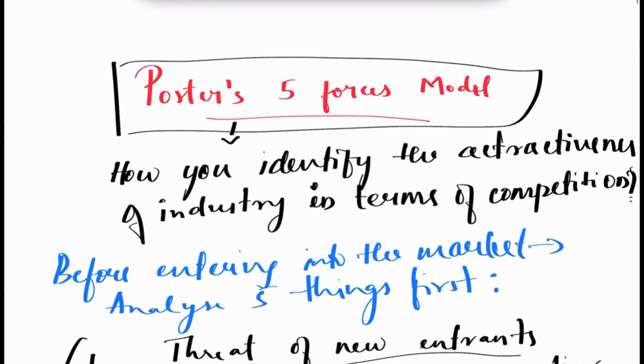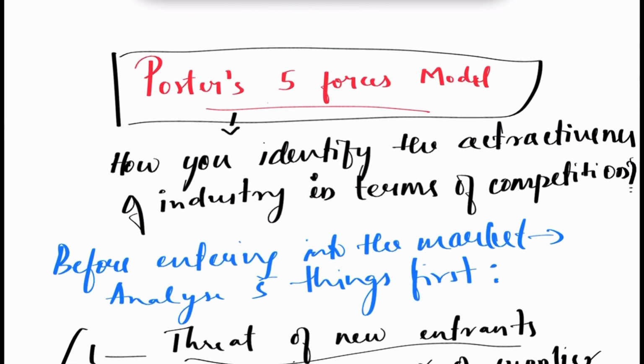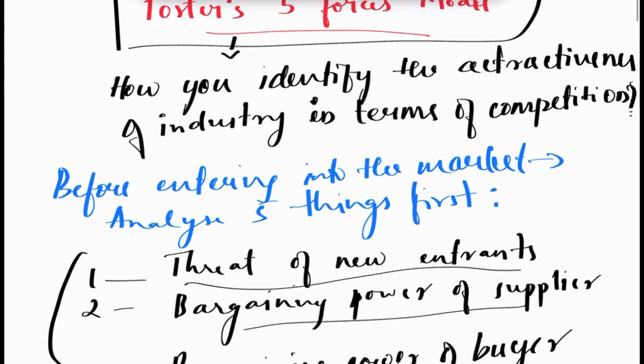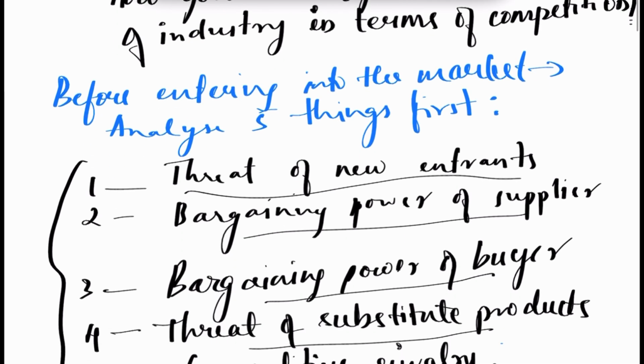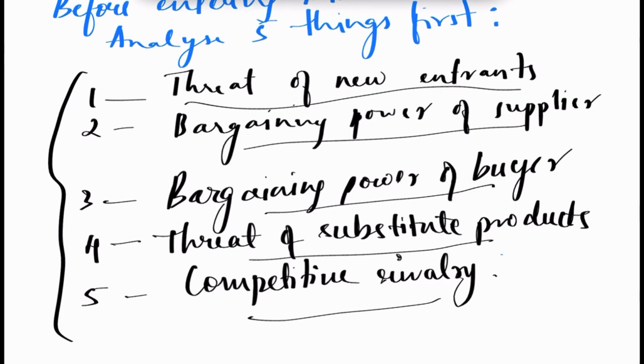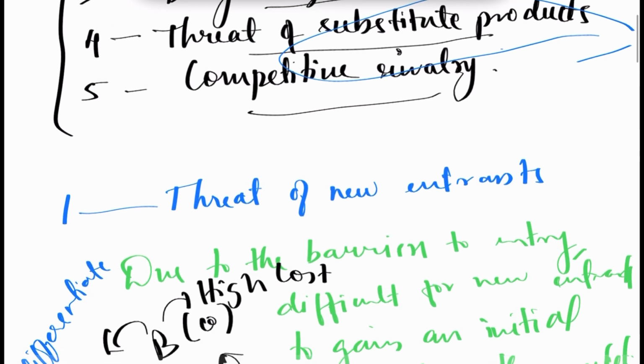So this is all about Porter's five forces model. It is mainly used to identify the attractiveness of an industry in terms of competition, and before entering into the market, you analyze the five things. The five things are: threat of new entrants, bargaining power of supplier, bargaining power of buyer, threat of substitute product, then competitive rivalry.